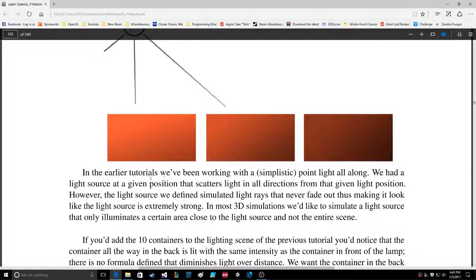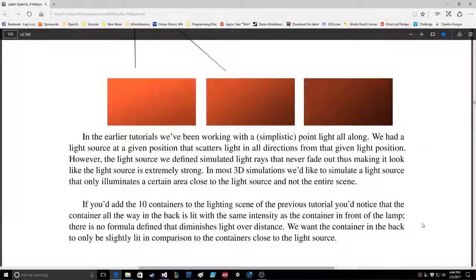Okay. In the earlier tutorials, we've been working with simplistic point light all along. We had a light source at a given position that scatters light in all directions from that given light position. However, the light source we defined simulated light rays that never fade out, thus making it look like the light source is extremely strong. In most 3D simulations, we'd like to simulate a light source that only illuminates a certain area close to the light source and not the entire scene.